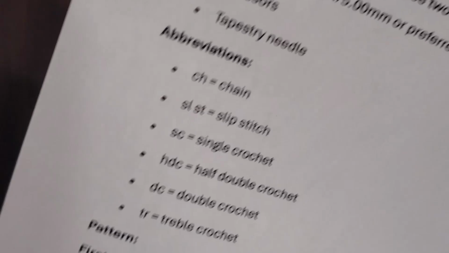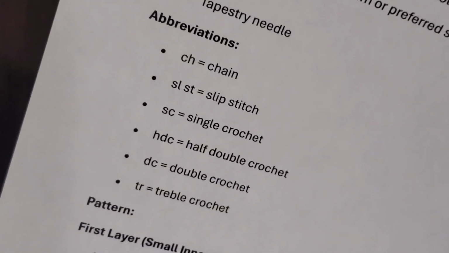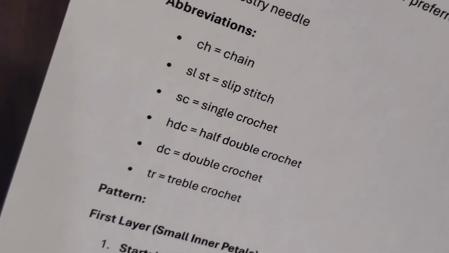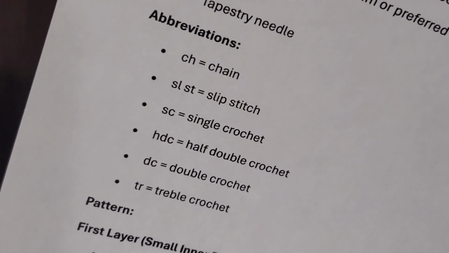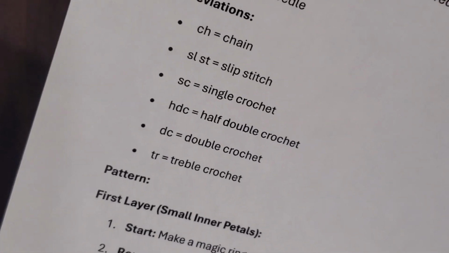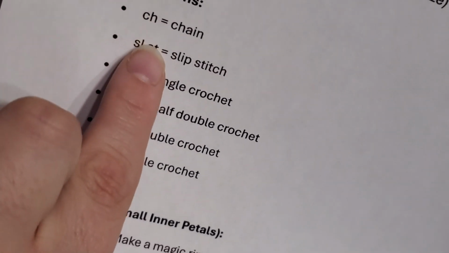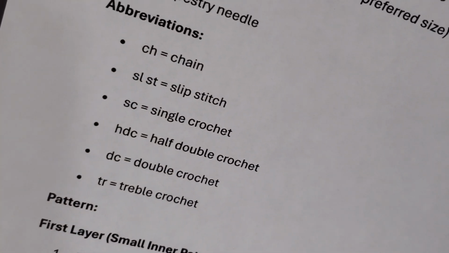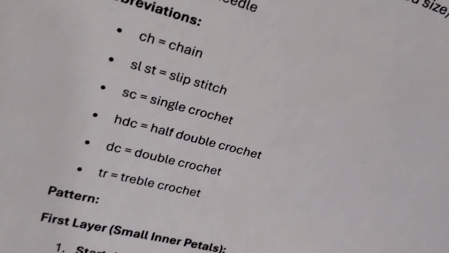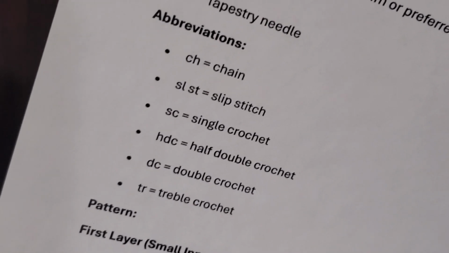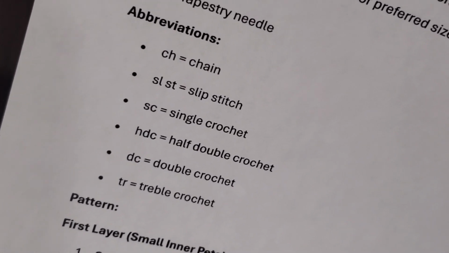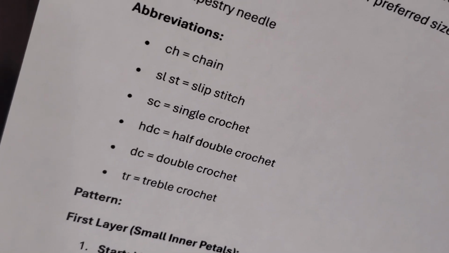The next part is your abbreviations. This is very important because when we learn, we are told chain stitch or slip stitch or single crochet. We're not told these abbreviations. Most of the time in patterns, I don't know necessarily if it's to save space or just because it's easier to write, we use abbreviations.